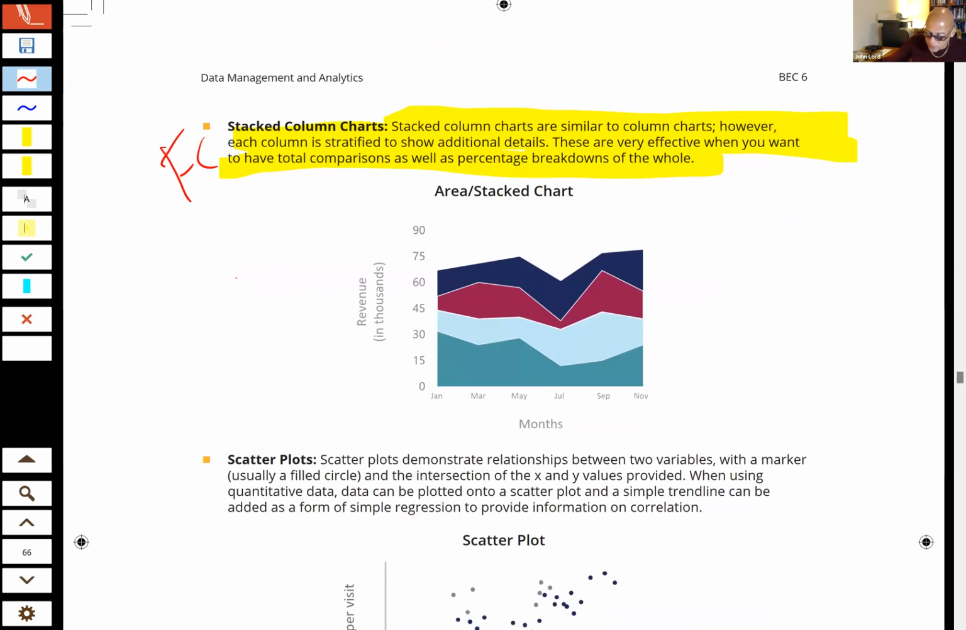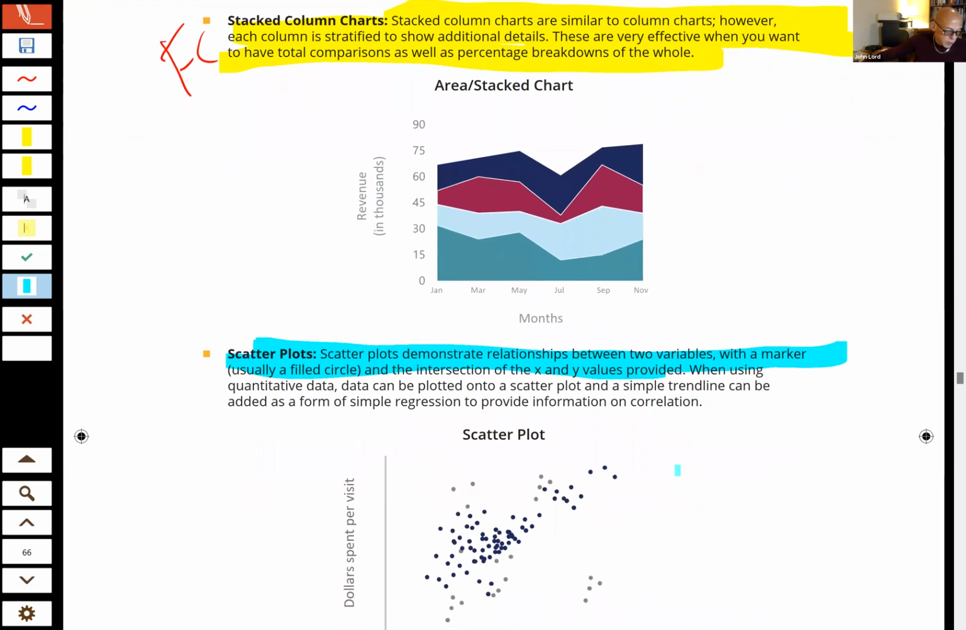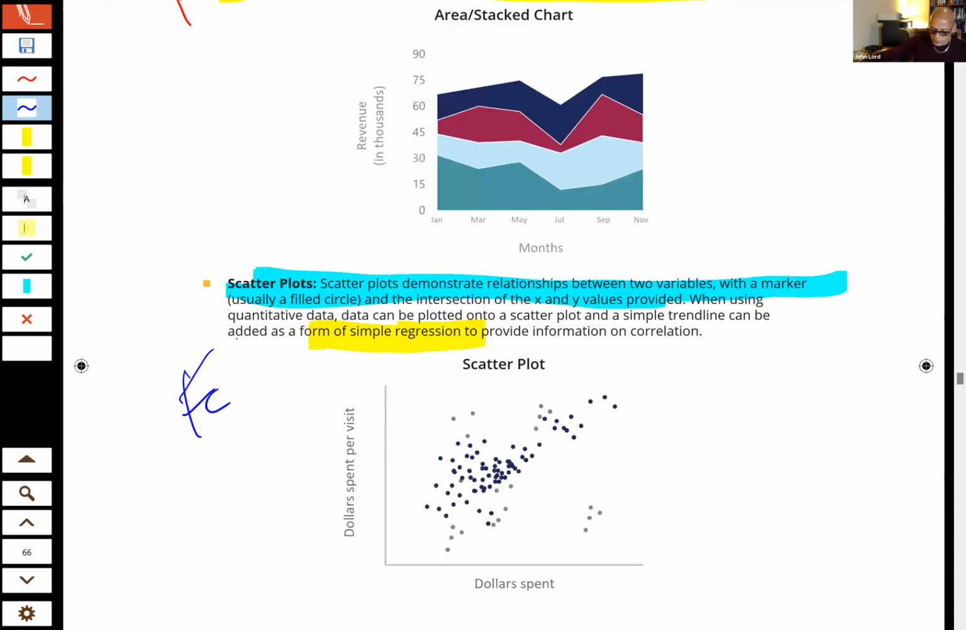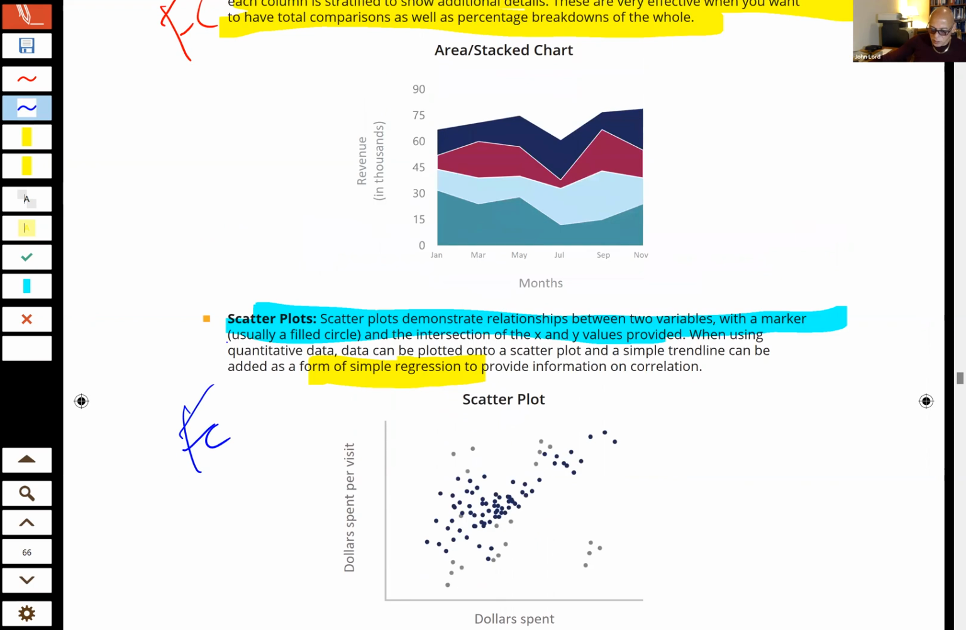Okay, and then scatter plots. Scatter plots demonstrate relationships between two variables, the X and Y value. And scatter plots are good when you're talking about regression analysis. I mean, that's really what regression analysis is telling you, what is the cause and effect of these different things. And so you might use a scatter plot to show what's happening with some sort of regression analysis. Okay, flashcard that. Did I tell you to flashcard stacked column charts? Yeah.